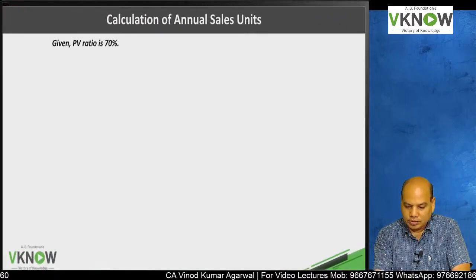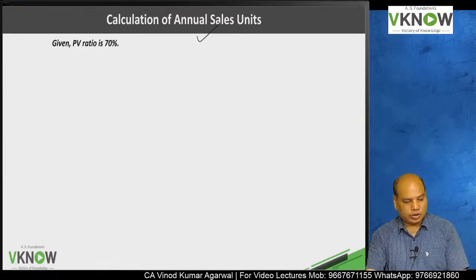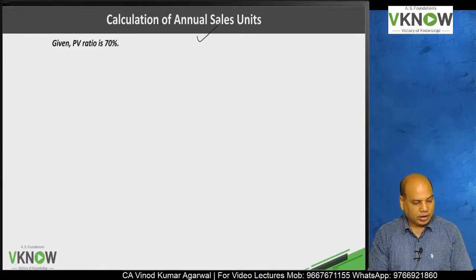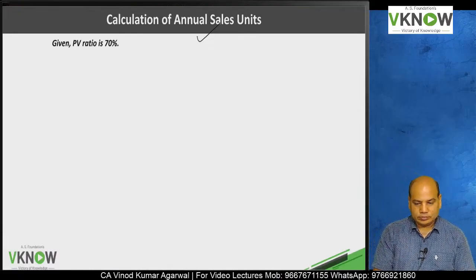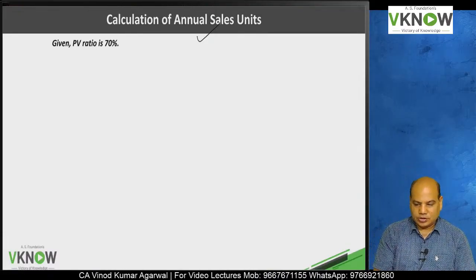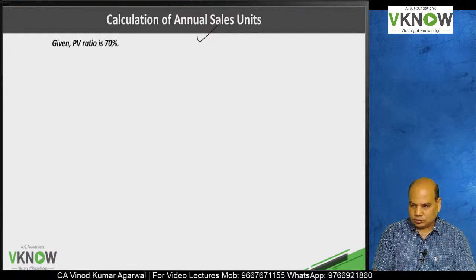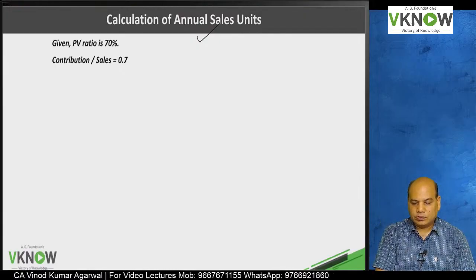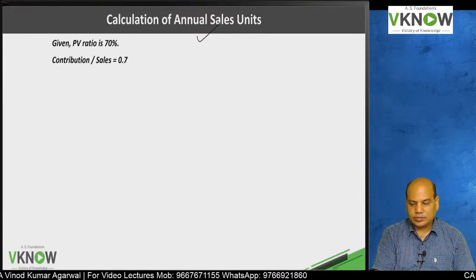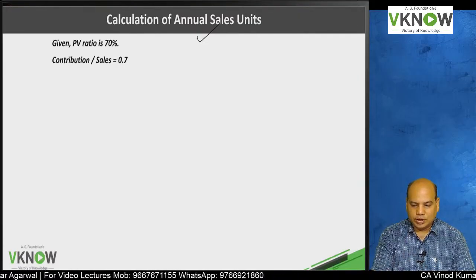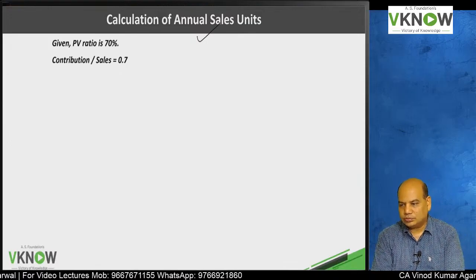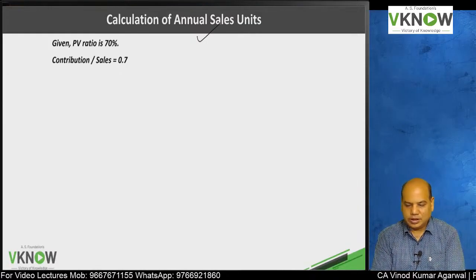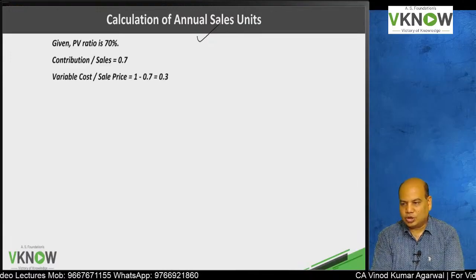Come to next point, calculation of annual sales unit. You are given PV ratio. Given PV ratio is 70%. What is your annual sales unit in the original estimate you have to find? PV ratio is 70%. Contribution to sales ratio 0.70 given.